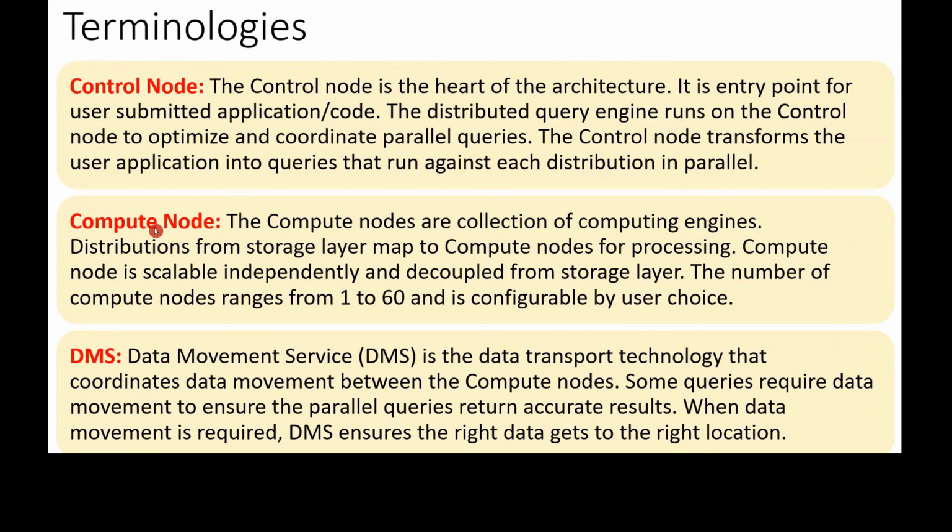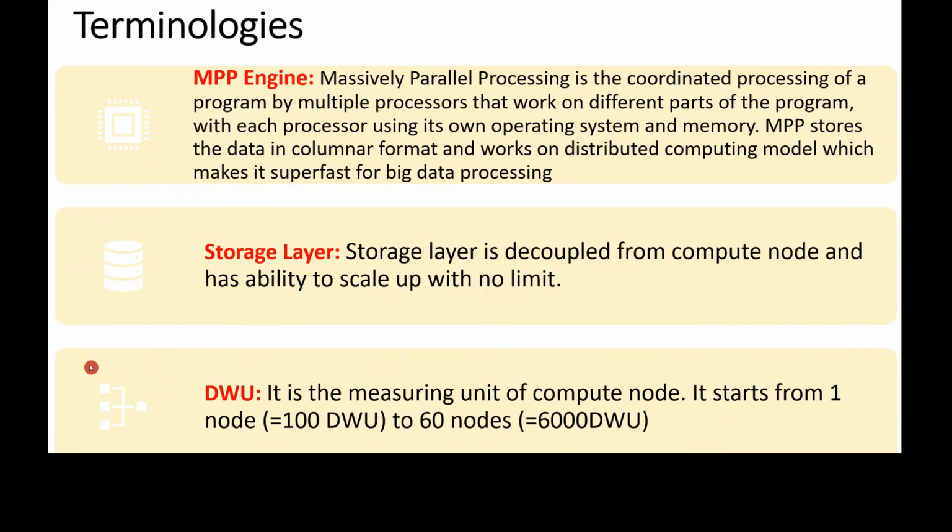And the next one, compute node, that is actually the worker. It receives the command from the massively parallel processing engine, then it starts executing. The compute node can scale out automatically based on the configuration. And this compute node is completely decoupled from the control node and storage system, and it can expand independently. Then the next one is DMS. DMS is nothing but data movement service. Now this is responsible to move the data from one node to another node. If you have to perform certain calculations, in most cases, we need to group the data according to a particular key. For that purpose, DMS is responsible to move the data from one node to another node.